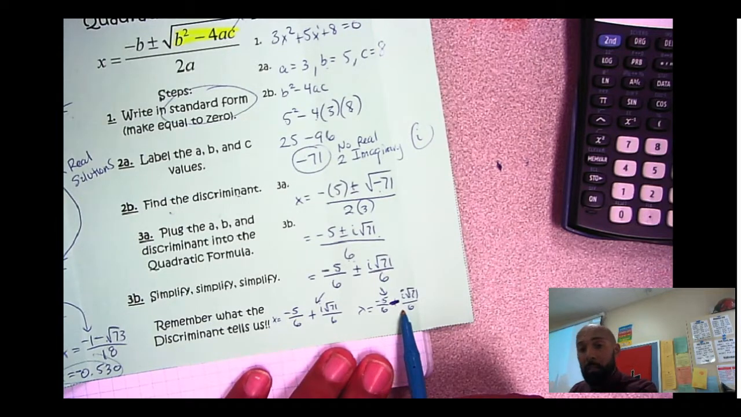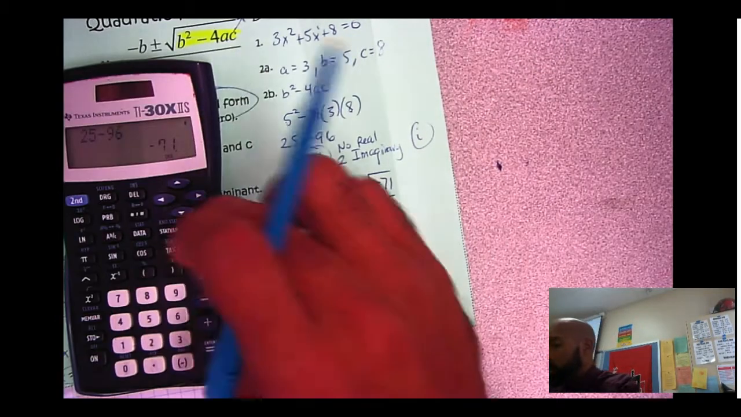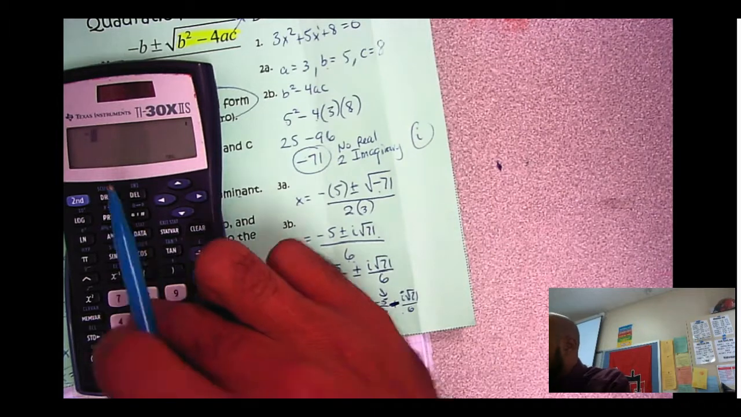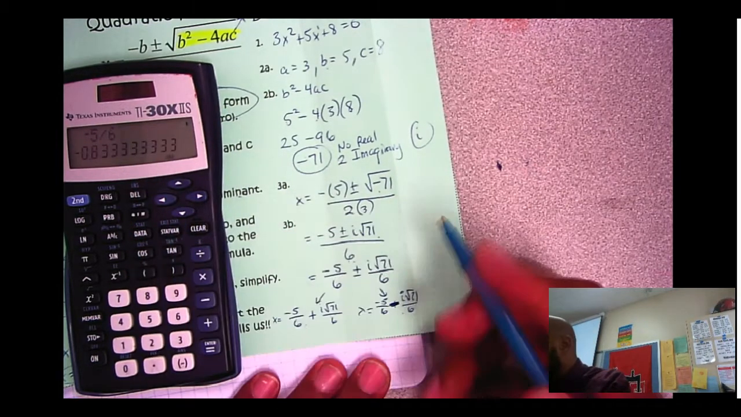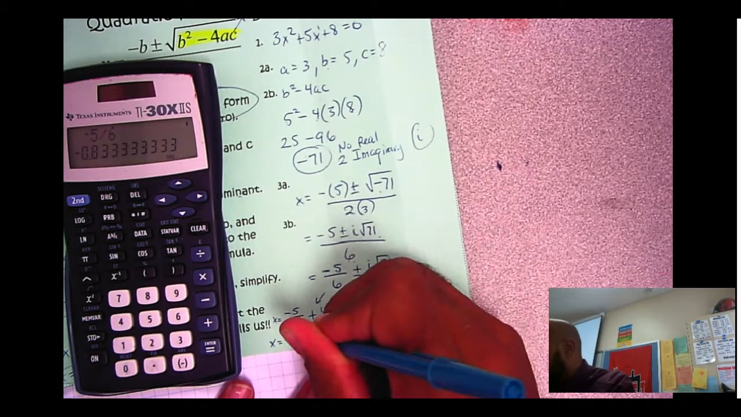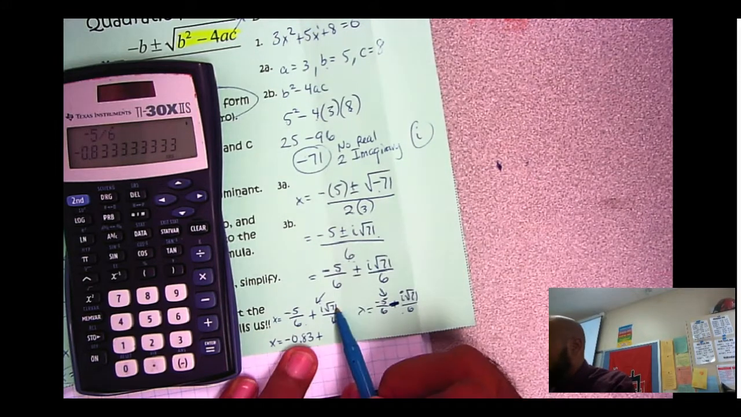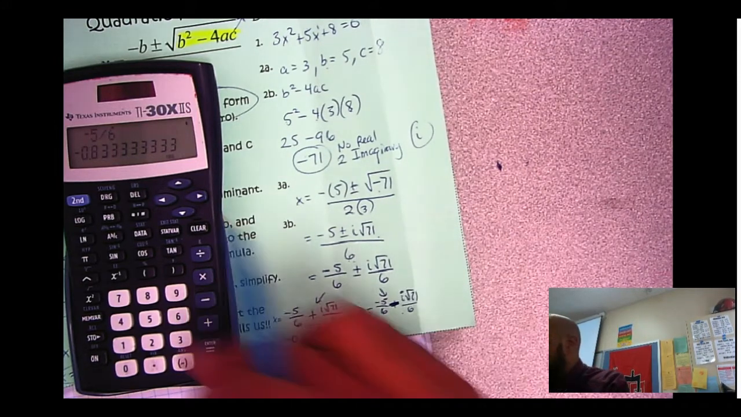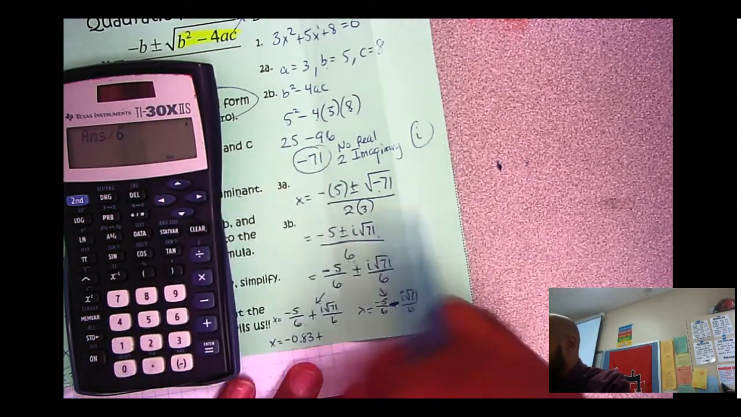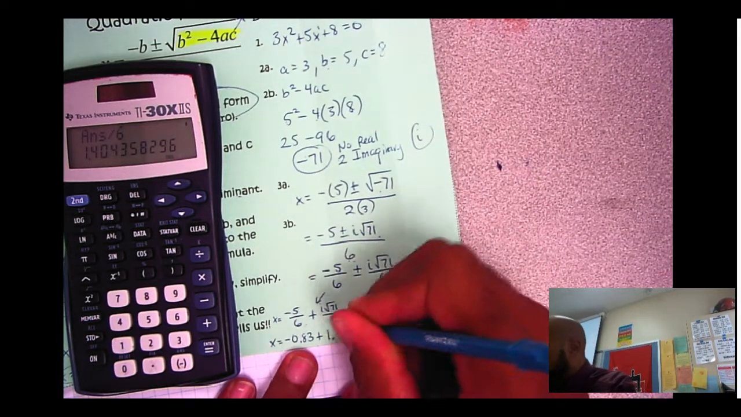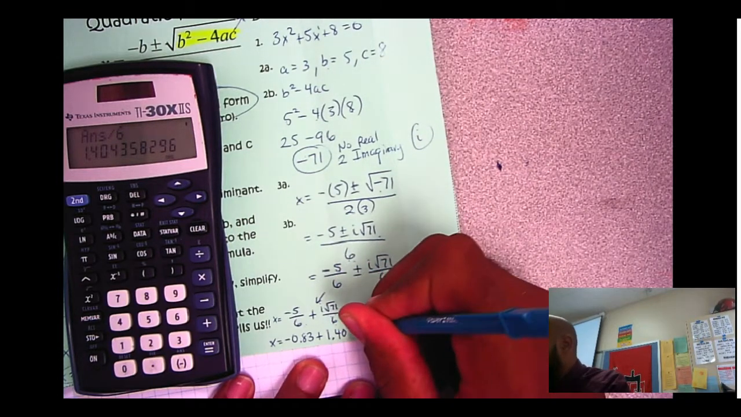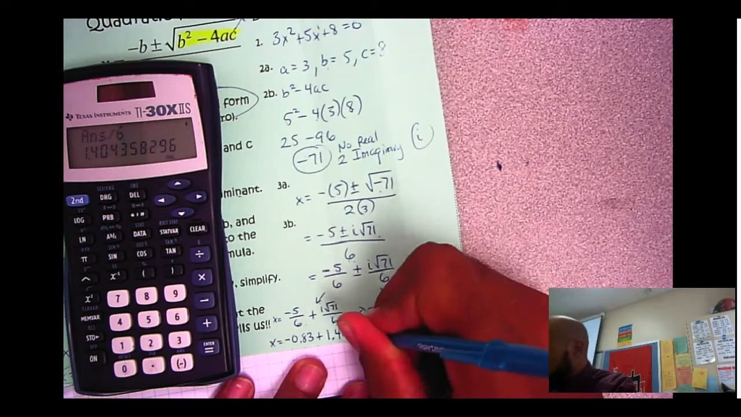Now, right now, we're going to leave it as that. But I may ask you to put in decimal form, so we have to do that piece by piece, because remember, these numbers have to stay separate. So first we're going to do negative 5 divided by 6. So that equals negative 0.833 plus, now what we're going to do is just the square root of 71 divided by 6. So square root of 71, and then divide that by 6. It's 1.4. And I did tell you guys to the nearest thousandth, so we'll put 1.404, and I just put it right after.